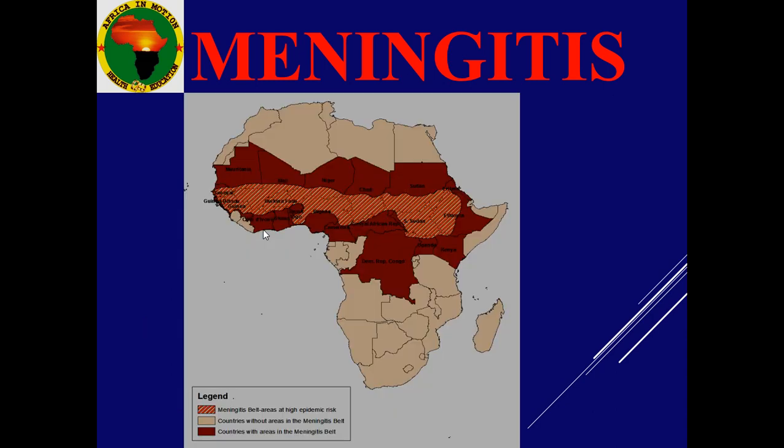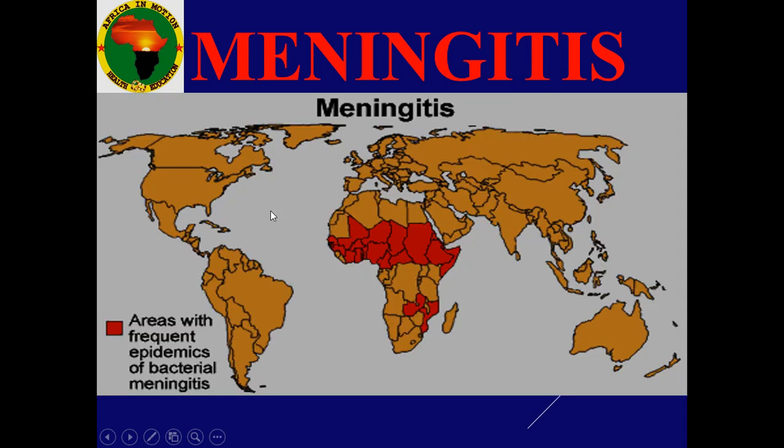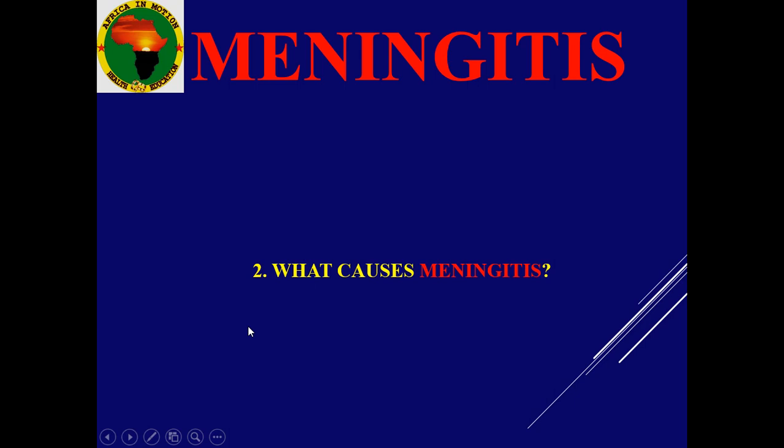When you see the map of Africa, you see what we call the meningitis belt, the area where the incidence is very high. In these countries of Africa, meningitis is still high, still reported on a daily basis. When you see the map of the world, you see that Africa is mainly affected compared to other regions of the world. What causes meningitis?